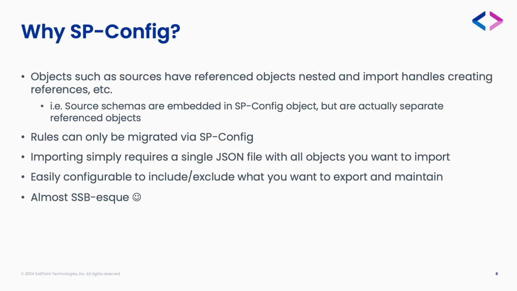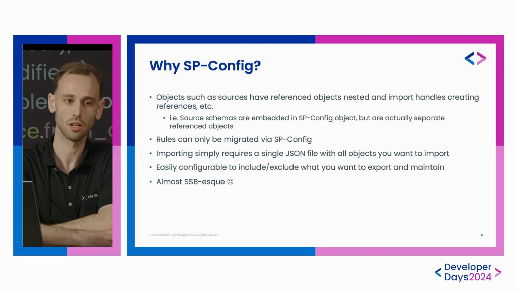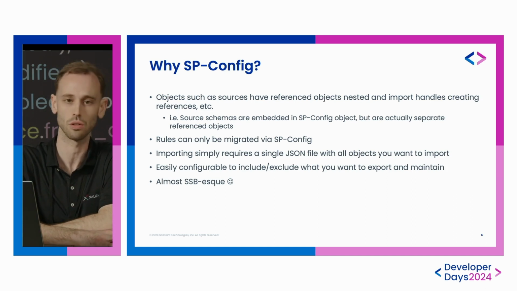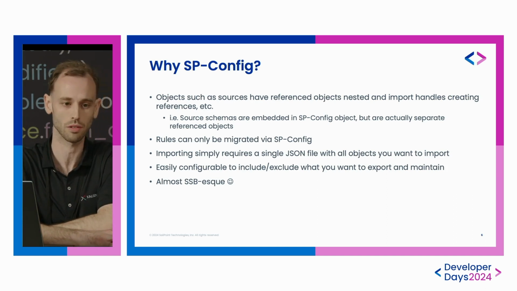The way that objects are exported through SPConfig is everything is nested in one big object for the most part, right? So your schemas are actually a part of the same file. And when you import that source file, everything is dynamically created behind the scenes so that you don't have to go and hit 3 different endpoints to create a source, create a schema, create provisioning policies, for example.